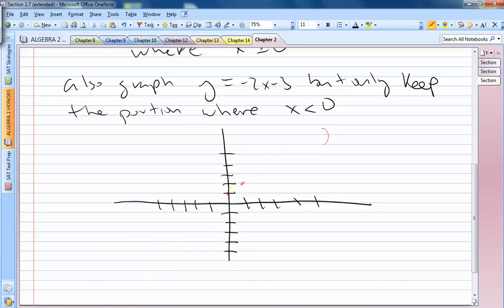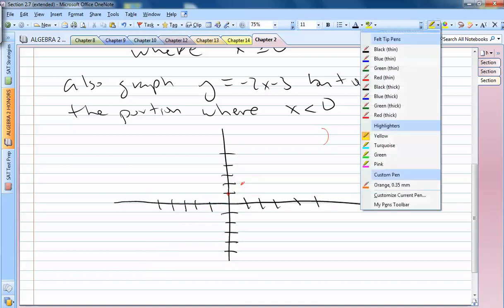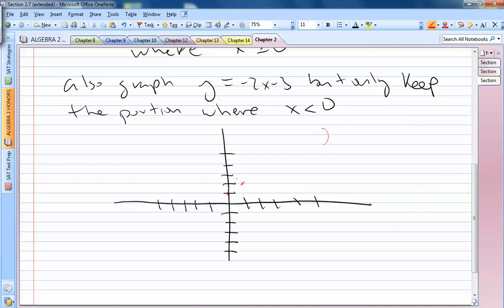Well, I'm only going to keep the part of the graph where x is greater than or equal to 0. Notice how every single x value on that red ray is either equal to 0 or greater than 0. And because it includes 0, we're going to have it as a filled in circle right there.